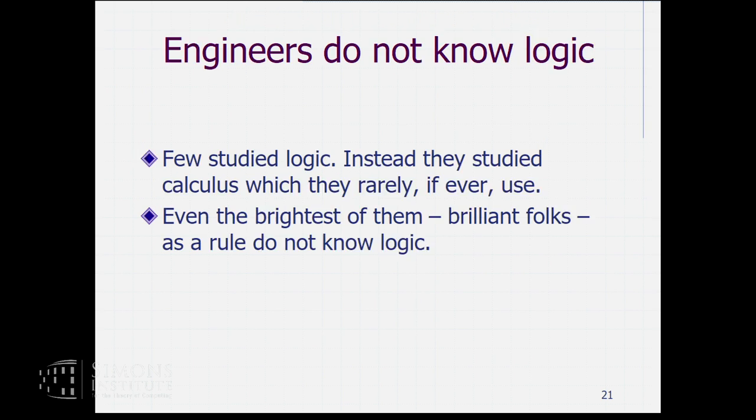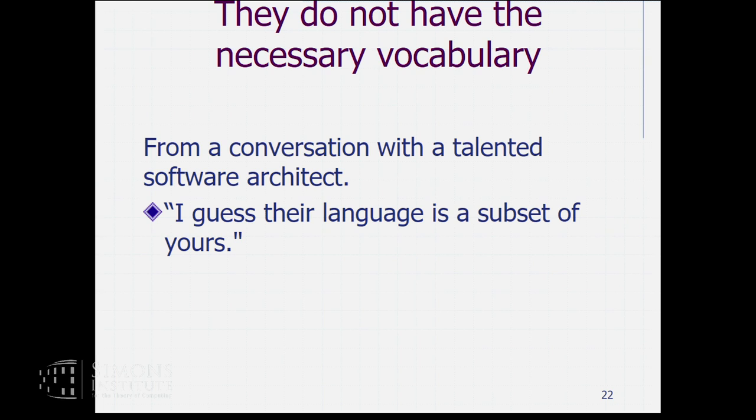So here is something from a real conversation. I was trying to sell my access control language. I was explaining that the other language, the competitor, my language is better, and how it is better. This guy listened, and then summarized: okay, their language is a subset of yours. Because they don't have the vocabulary to say that one language may be richer than the other in many, many ways. Of course, the other language was not a subset of mine by any means, but it was poorer.